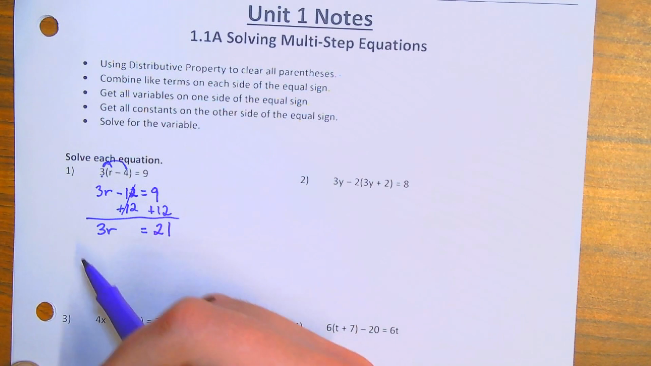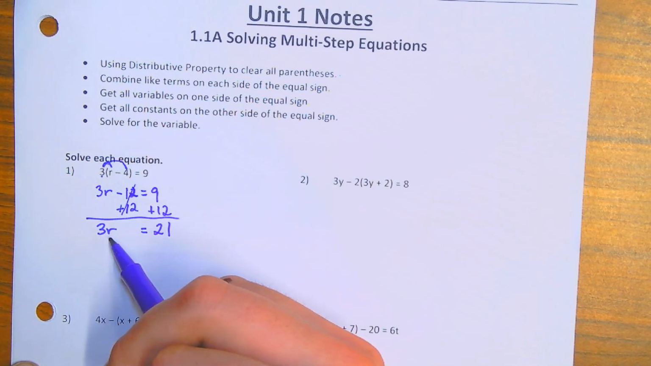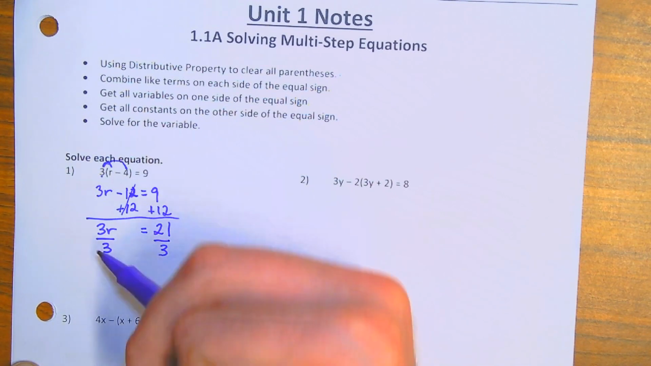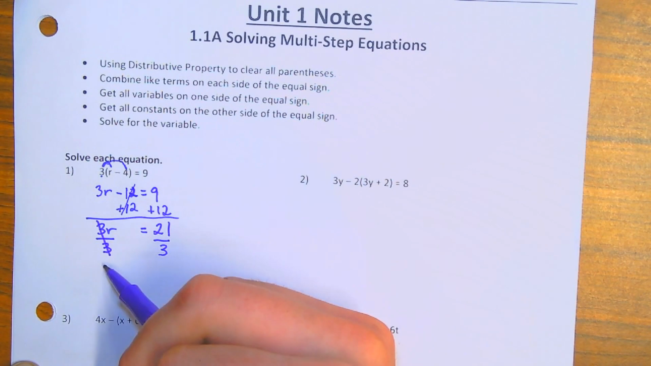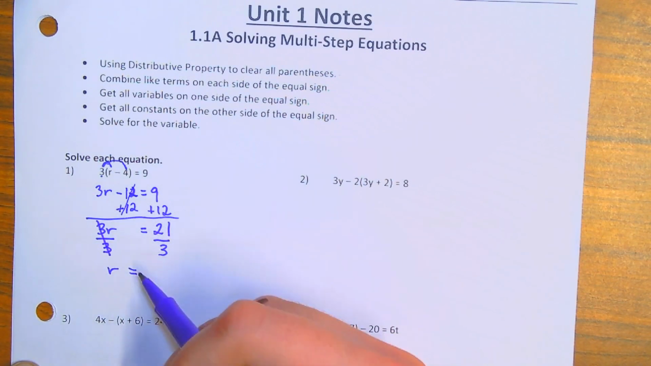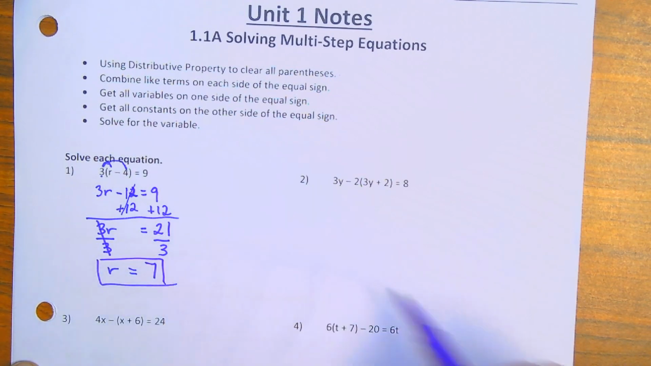Okay, from here we need to understand that the 3 here is multiplying by r, so we need to divide off that 3, or do the opposite of a multiplication, to get our answer, which is 21 divided by 3, or 7. That's our answer. Okay?